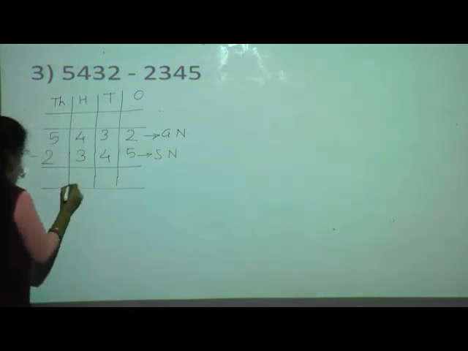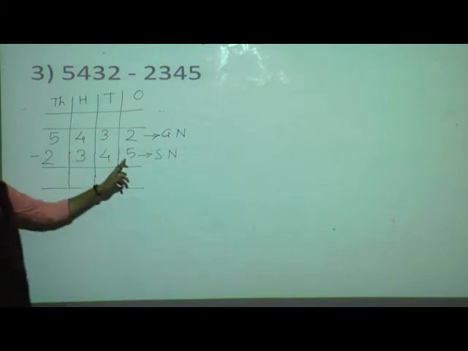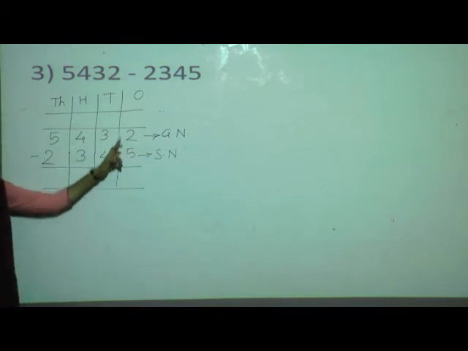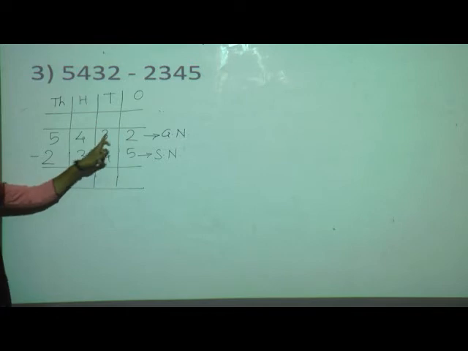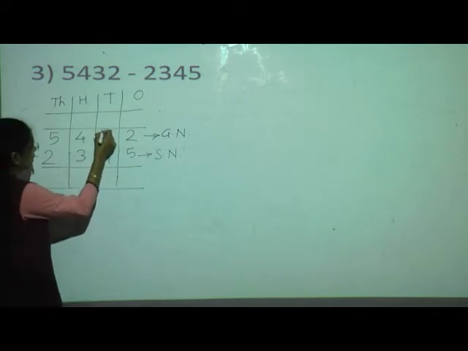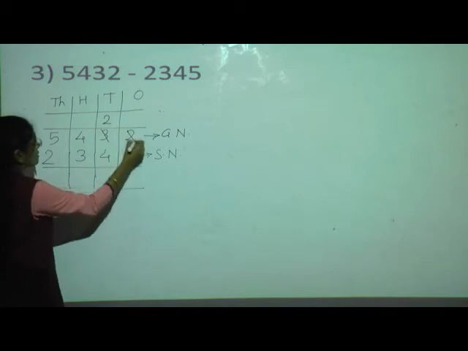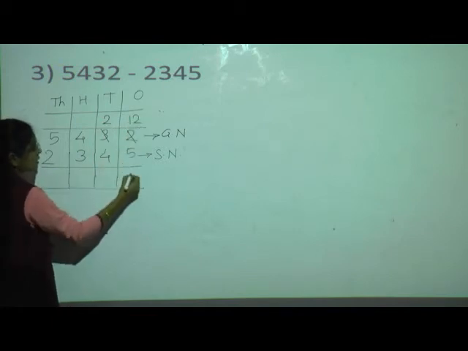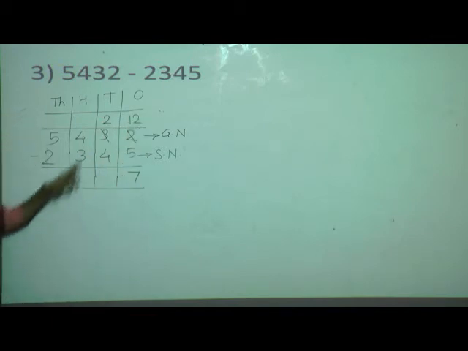Okay. See the ones place. Here 2 is there, here 5 is there. 2 is smaller than 5. So we can't do subtraction here. Then we will take one borrow from the tens. Now this tens is having 3. 3 minus 1, 2. And this 2 will become 12. 12 minus 5, 7.